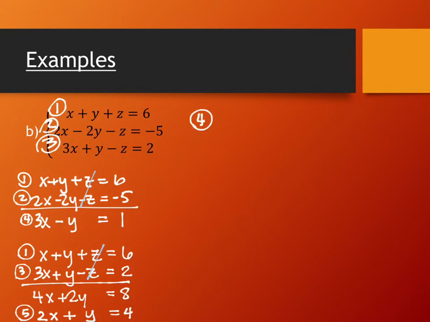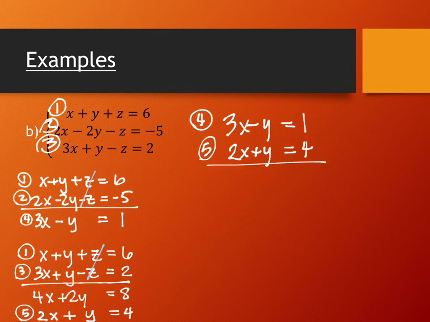So equation 4 was 3x minus y equals 1. And equation 5 is 2x plus y equals 4. And sure enough, my y's in this one very nicely canceled. 3x plus 2x is 5x, and 1 plus 4 is 5. And lovely enough, x is equal to 1. That's really nice.